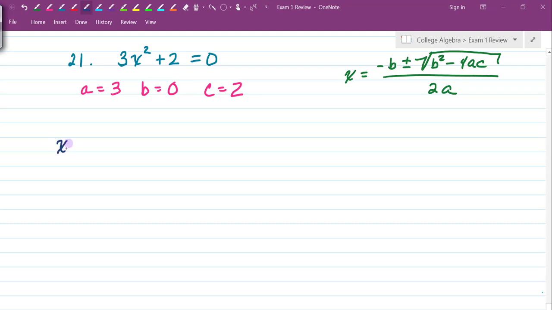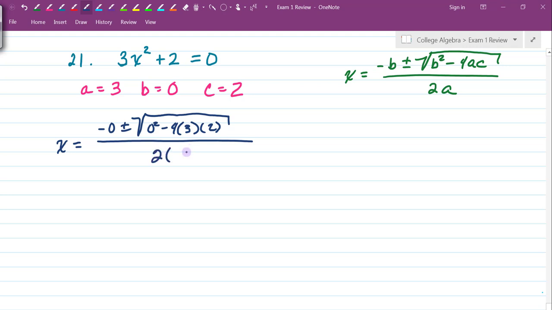So our x is going to be equal to minus b, which is 0, plus or minus the square root of 0 squared, minus 4 times a times c, all of that over 2 times a. So that is our setup.